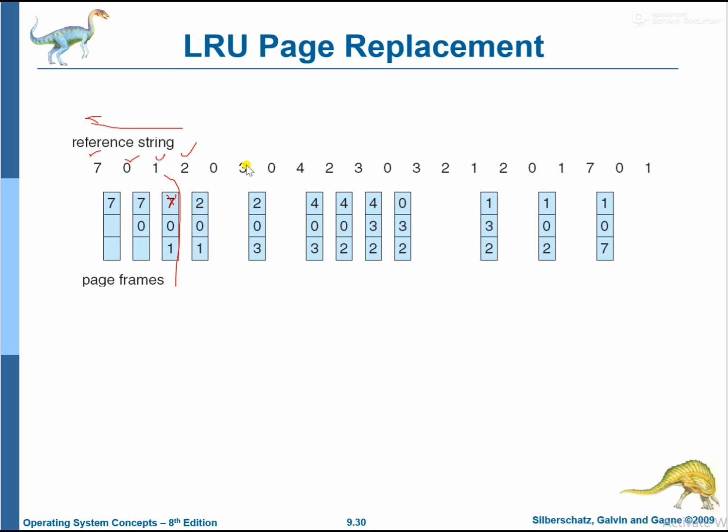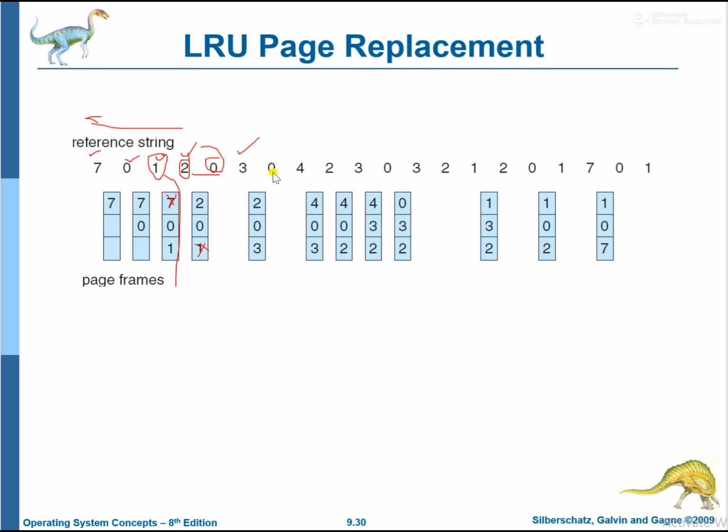Then we need 3, and 3 is not present in the memory, so a page fault will occur for 3. Now we have to choose a victim out of 2, 0, 1. So this is 2, 0, this is 2, and this is 1. If we go back into the past, which is farthest on this line? 1 is farthest on this line, so it will choose 1 as a victim, and 3 will be placed there in the place of 1.